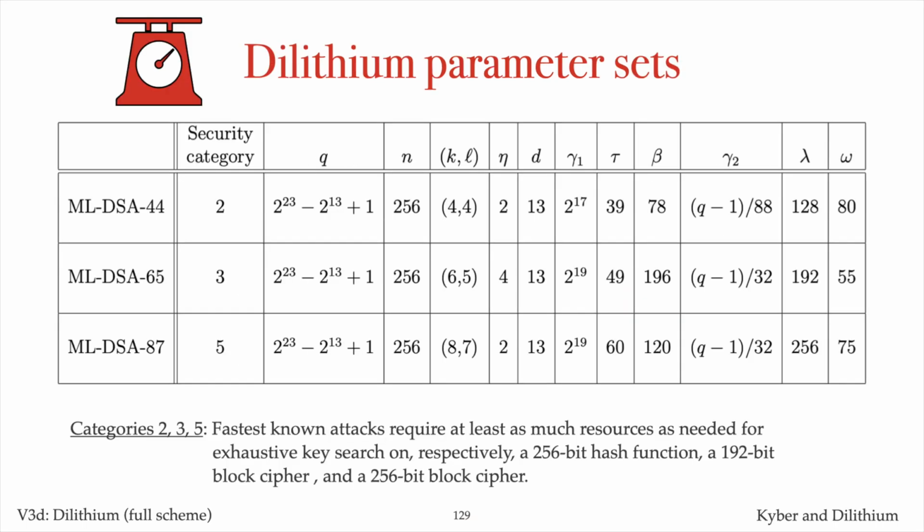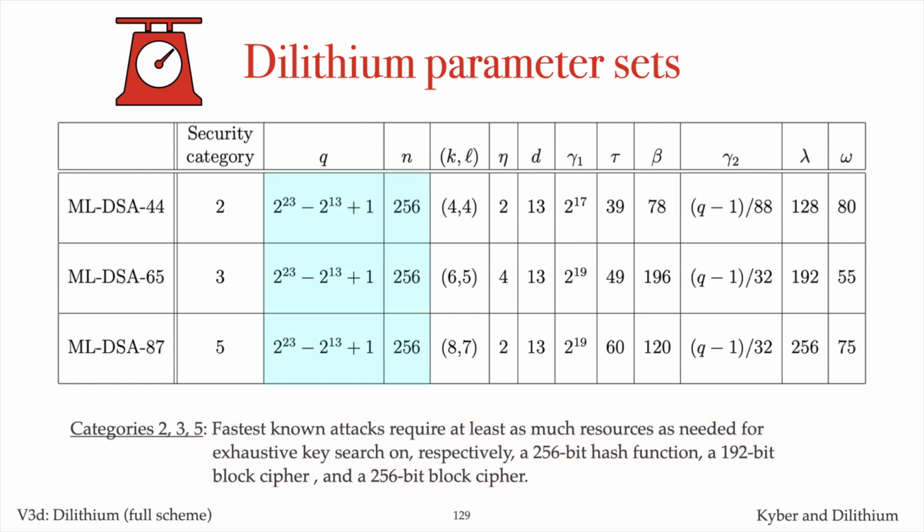FIPS 204 specifies 3 parameter sets for Dilithium. These parameter sets are ML-DSA 44, ML-DSA 65, and ML-DSA 87. The parameter sets are intended to provide at least as much security as SHA-256, 192-bit AES, and 256-bit AES respectively.